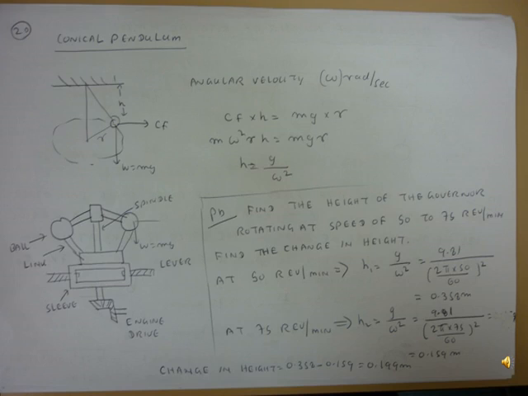Firstly, we calculate for 50 revolutions per minute. H equals g divided by omega square, so 9.81 divided by (2 pi multiplied by 50 divided by 60) square. You got 0.358 meter. At 75 revolutions per minute, H2 equals g divided by omega square, so 9.81 divided by (2 pi multiplied by 75 divided by 60) square. You got 0.159 meter. So the change in height is 0.358 minus 0.159, which gives 0.199 meter.